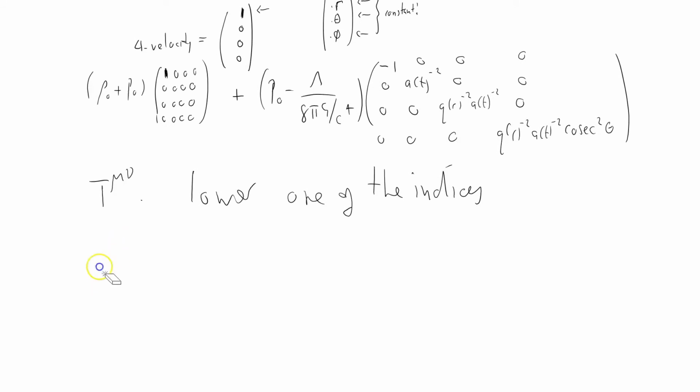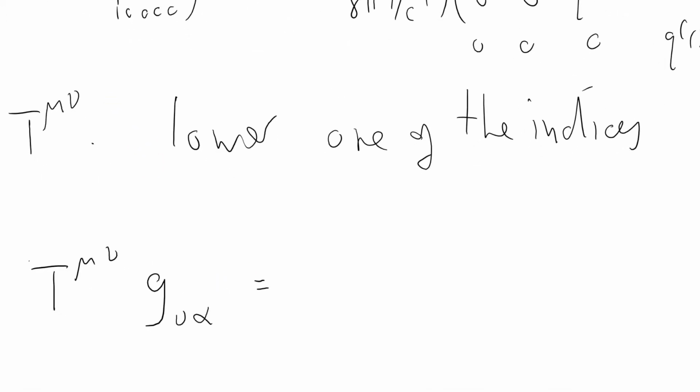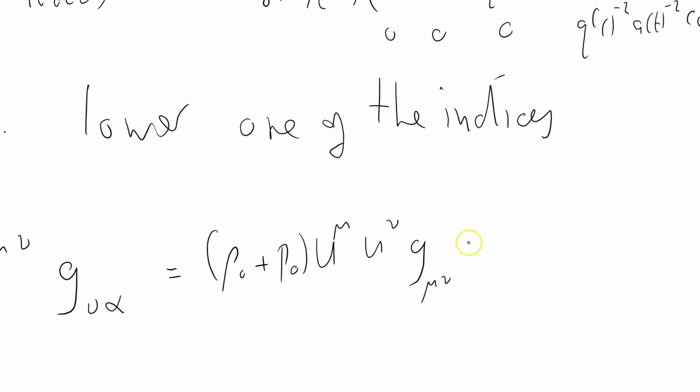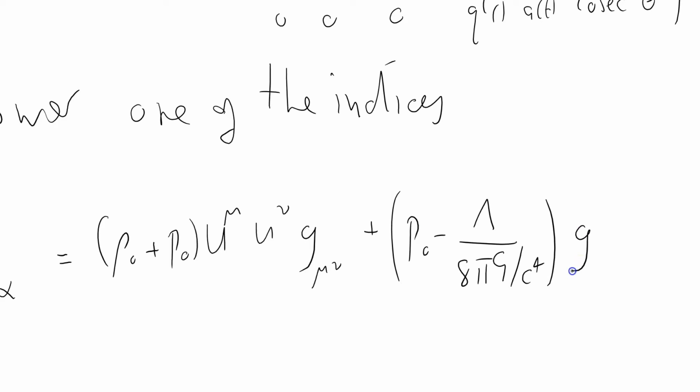I'm going to have my T mu nu, and I'm going to lower one of the indices. I'm going to lower the second index like that. It doesn't matter because it's symmetrical, and that equals, let me just write it out: rho 0 plus P0, U mu U nu g mu nu, plus P0 minus lambda over 8 pi G upon c to the 4, g mu nu g with downstairs indices.